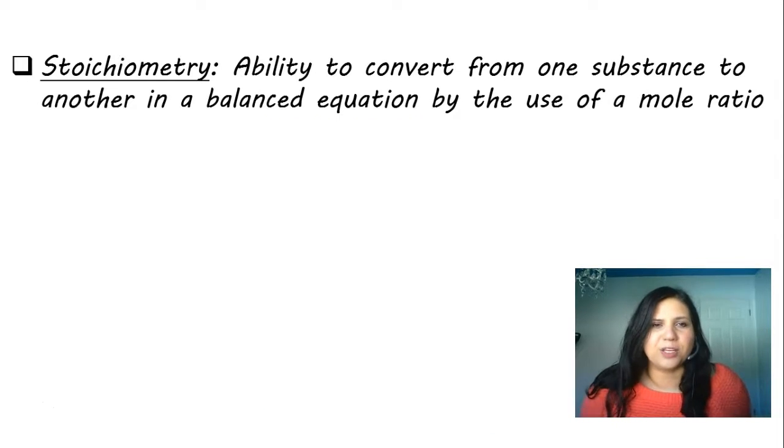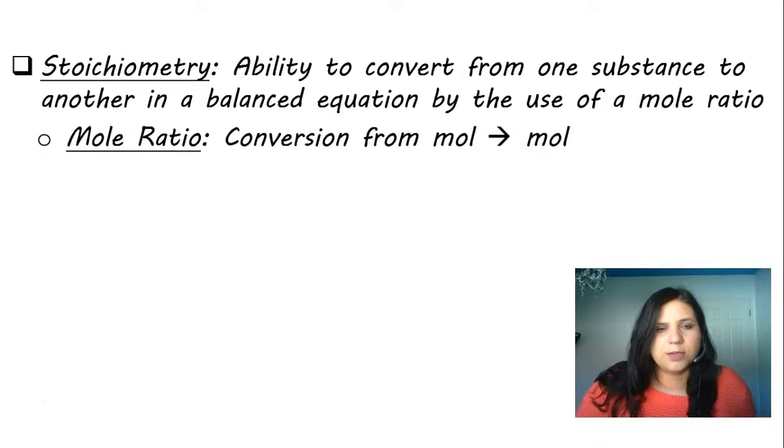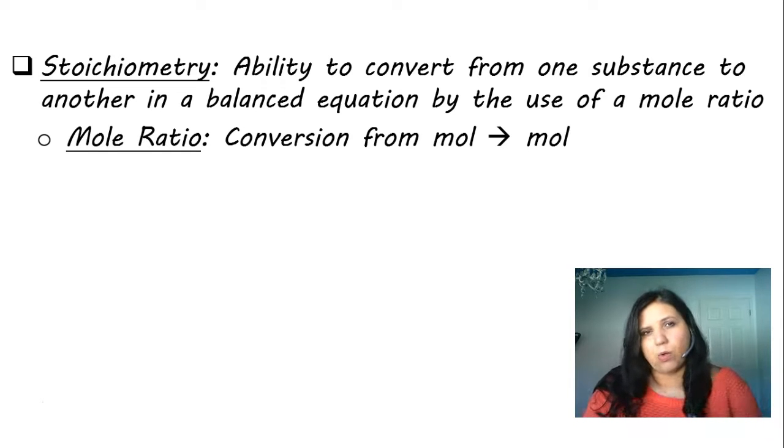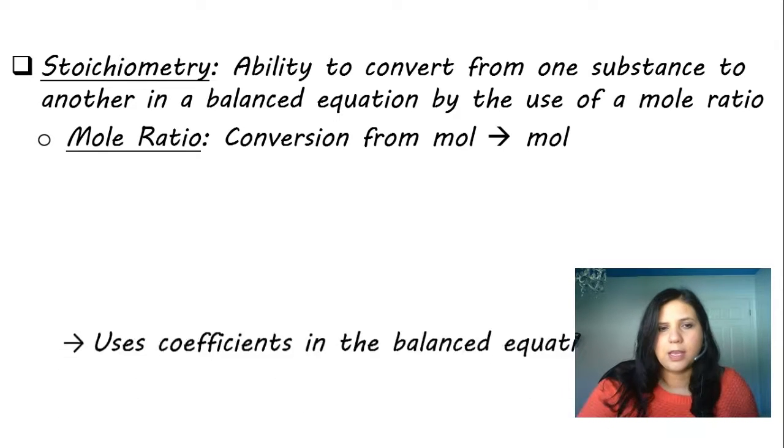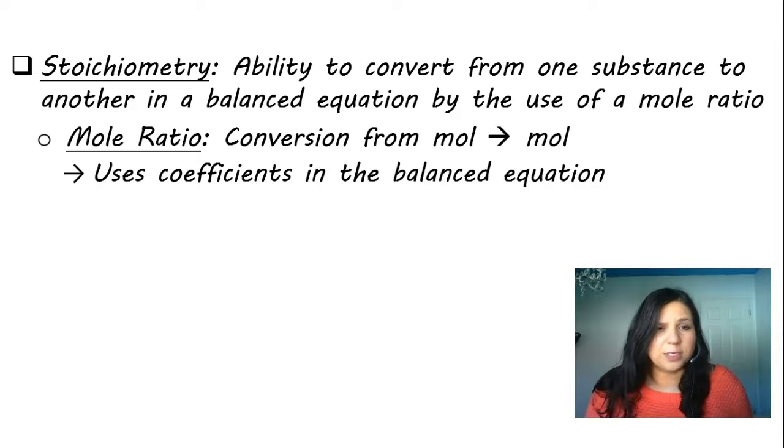Alright, so here's what stoichiometry is. It's the ability to convert from one substance to another within a balanced equation by using the mole ratio. Okay, we should have gone over mole ratio already, but here we go. Here's what it is. It's a conversion that goes from mole to mole. And how we get the mole ratio is we use the coefficients in a balanced chemical equation. So you have to absolutely have a chemical reaction in order to do any stoichiometry problem.